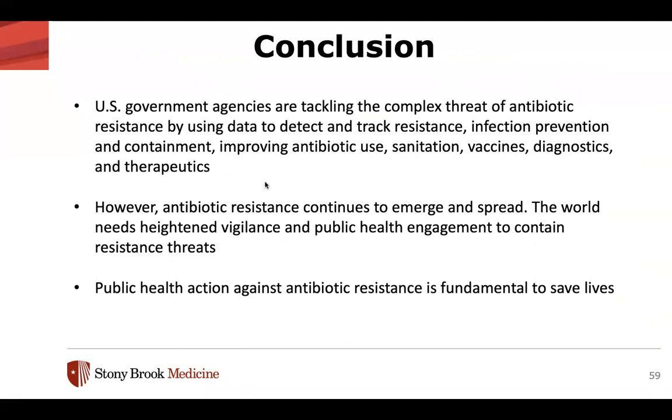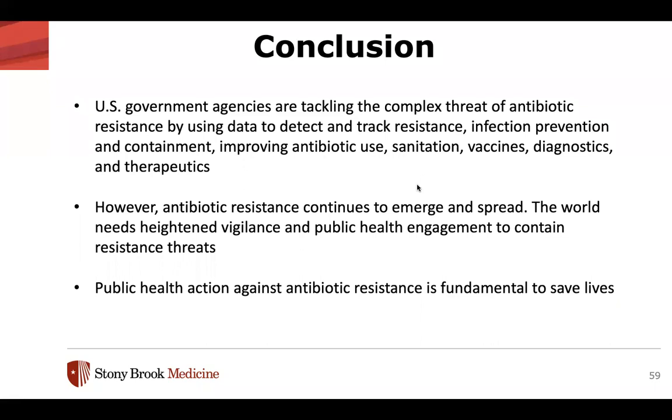So in conclusion, the US government agencies are tackling the complex threat of antibiotic resistance by using data to detect and track resistance, infection prevention and containment, improving antibiotic use, sanitation, vaccines, diagnostics, and therapeutics. However, antibiotic resistance continues to emerge and spread. The world needs heightened vigilance and public health engagement to contain resistant threats. Public health action against antibiotic resistance is fundamental to save lives. So it's really important that we practice the prevention strategies I talked about from the CDC, but also continue to monitor the antibiotic resistance out there and think about how to solve those challenges that I also talked about that still exist with antibiotic resistance.